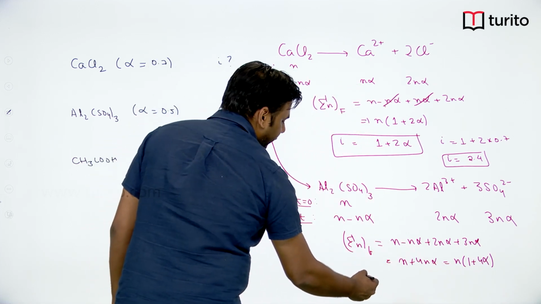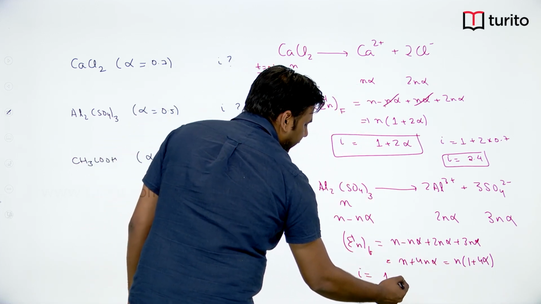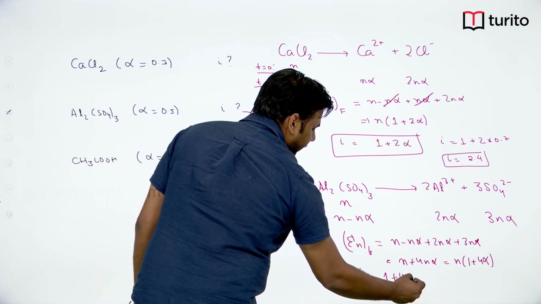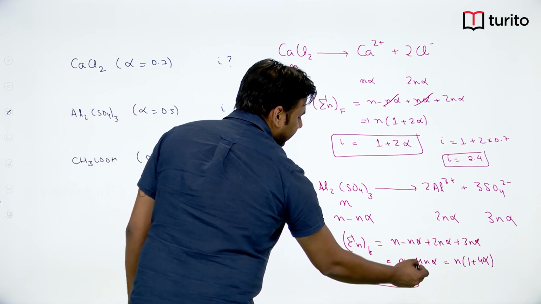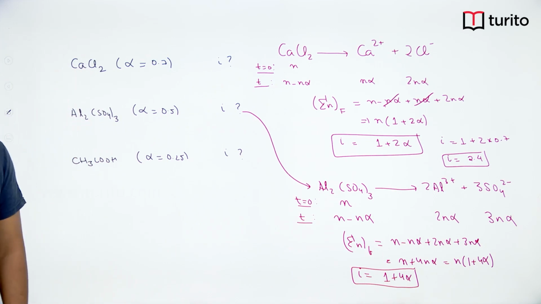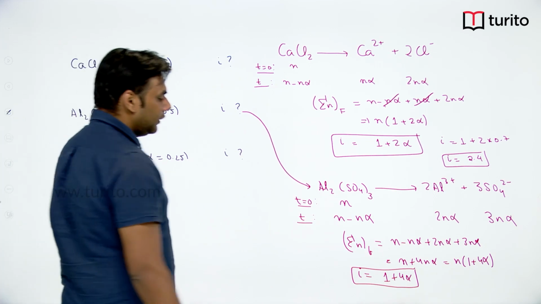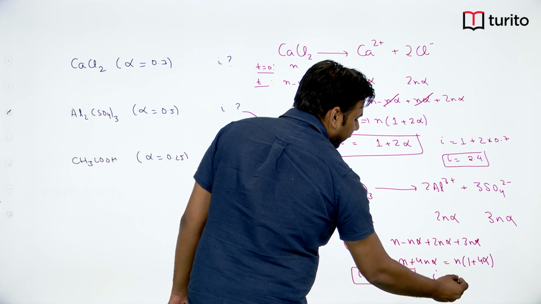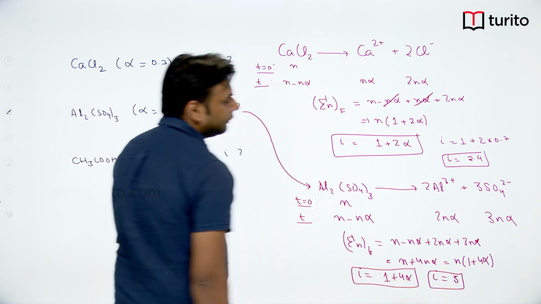So the Van't Hoff factor would be the total number of particles finally divided by initially. Initially it was n, so when you divide by n, n gets cancelled out, so i comes out to be 1 plus 4 alpha. Now alpha was 0.5, so the Van't Hoff factor would become 3 in this case.